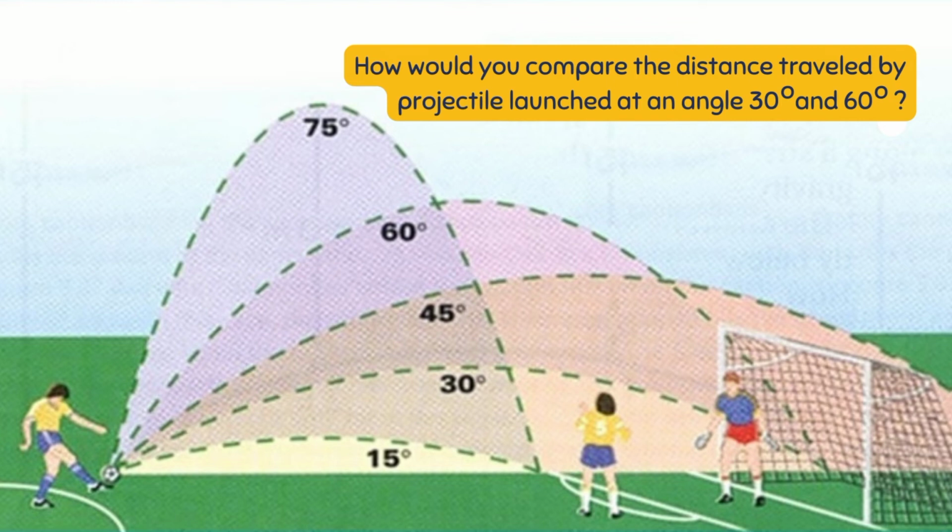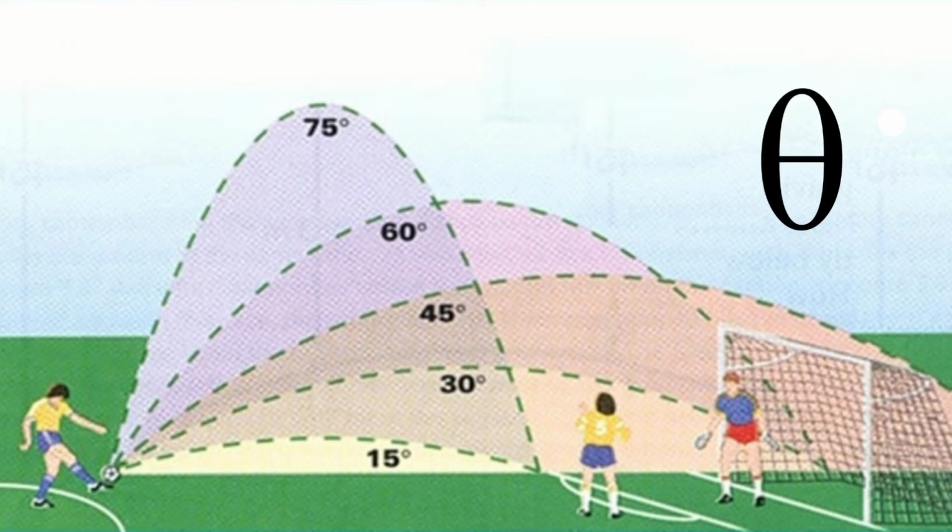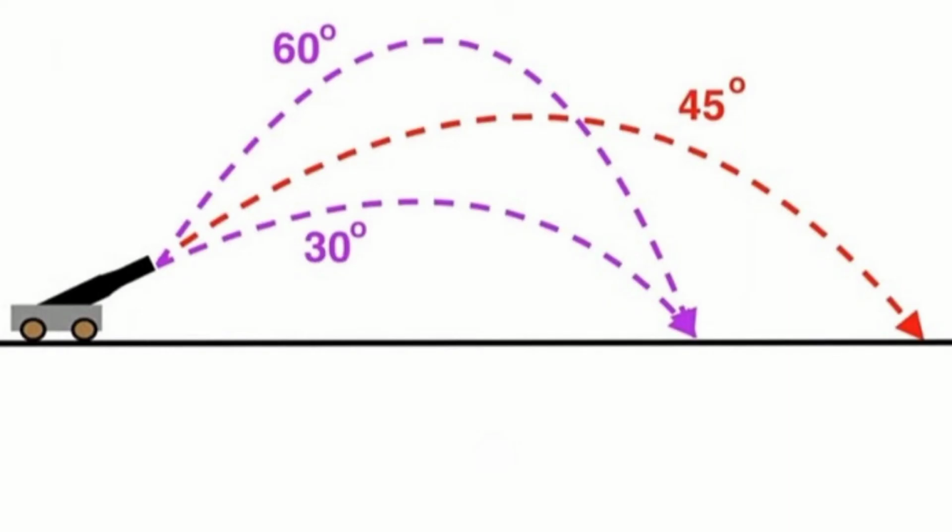How would you compare the distance traveled by projectile launched at 30 and 60 degrees? As you can see, they have the same range, same as 15 and 75. They have the same reach. This scenario that I have shown you is also an example of projectile motion launched at an angle. And these are the possible results if you launch an object at different angles. Take note, class. Angle, that is usually represented by theta, is a numerical value in degrees expressing the orientation of the projectile to be thrown.